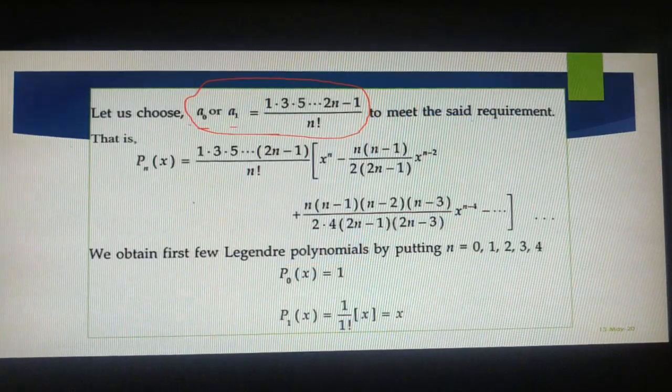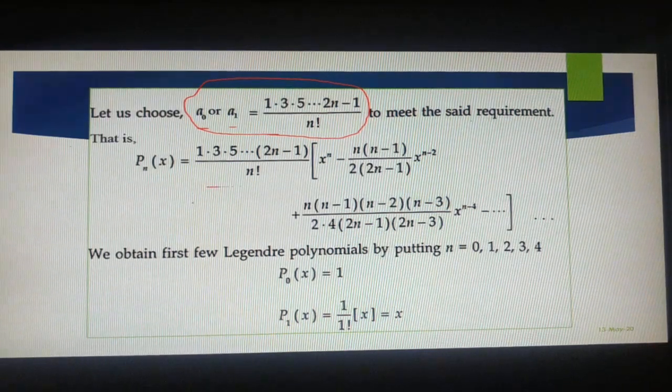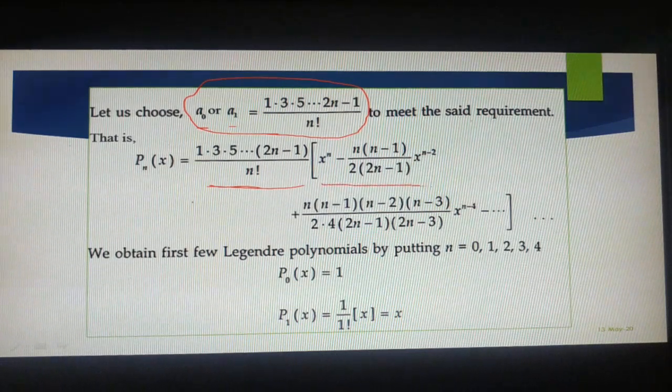In place of a0 or a1, if I substitute this value, the remaining whole series, as you know, is a0 into some series and a1 into some other series. But if you write it all together with the simplification from higher to lower order terms, I will get the series in this form. This derivation is not required for us.